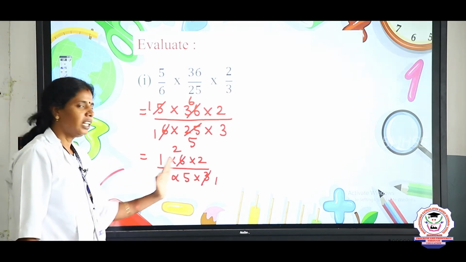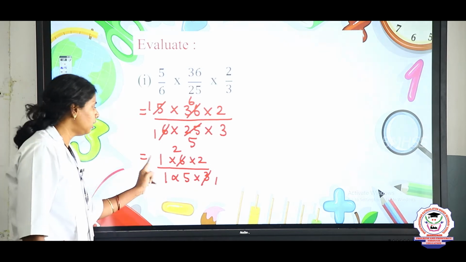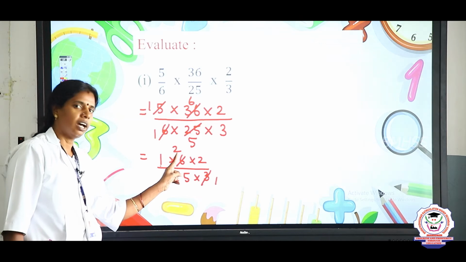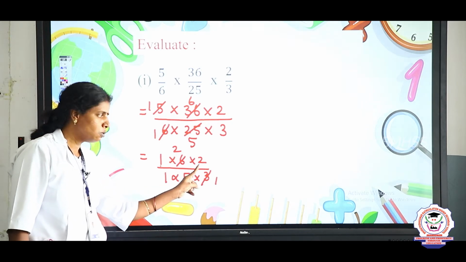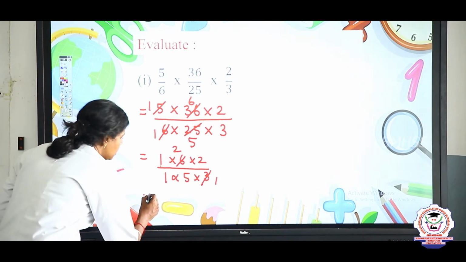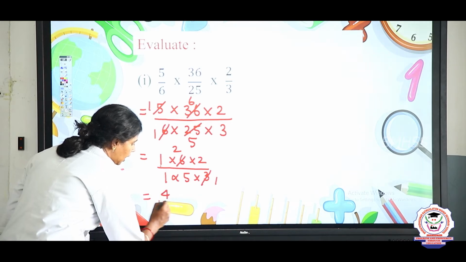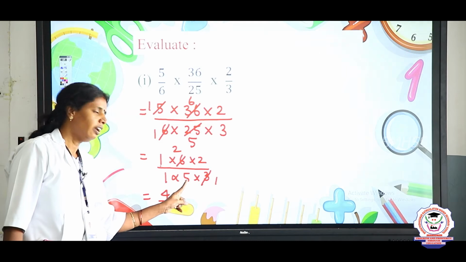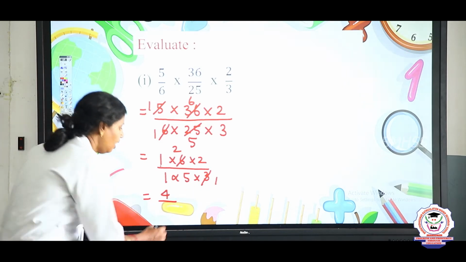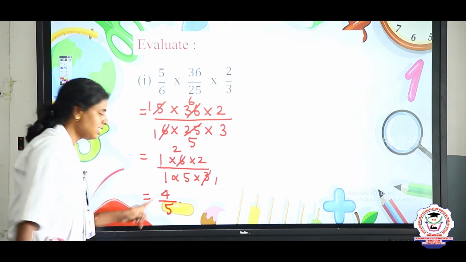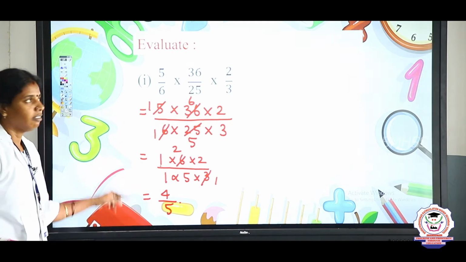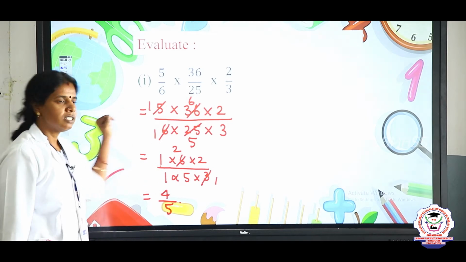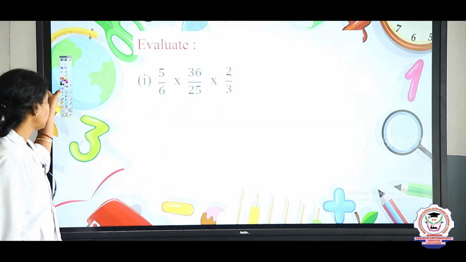So, we can multiply the numerator and denominator. See, 1 into 2. What are 1 2s? 2. 2 2s are 4. So, the answer is 4 in the numerator by 1 into 5. 1 5s are 5. 5 1s are 5. So, the answer is 4 by 5. Is it clear how to evaluate when 3 fractions are given to find the product also?